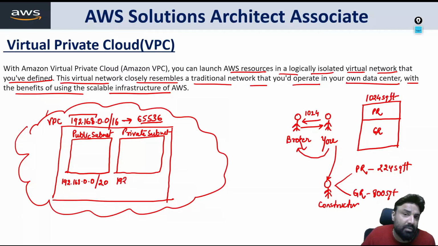2 to the power 32 minus 20 means 2 to the power 12, means 4096. So total we have 65,000 IPs, out of which I've created one subnet of just 4096 IPs. And second, I'm creating 192.168.0.0/20, or it cannot be 0, it is, let's say, dot 16.